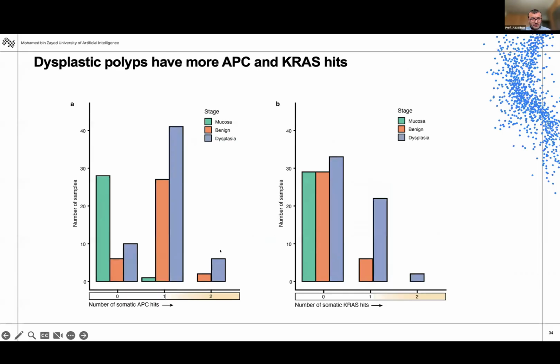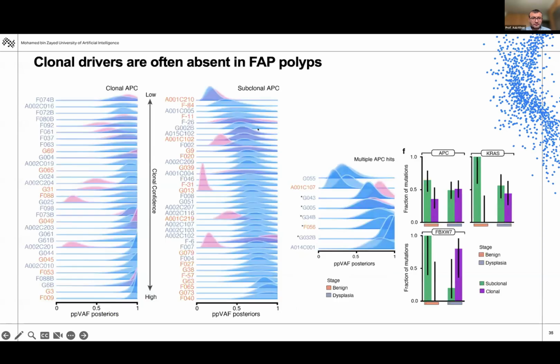And then again, you could see this is just looking at the multi-hit. Majority of the dysplastic polyps have more than 2 hits of the APC, and also similar for a lot of dysplastic, which have either 1 or 2 hits of KRAS.